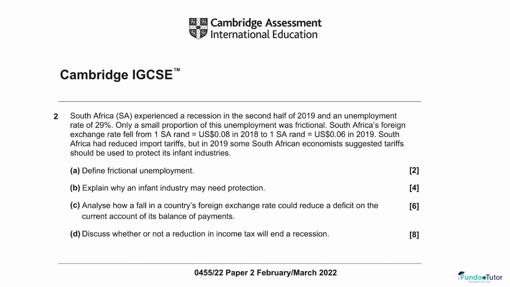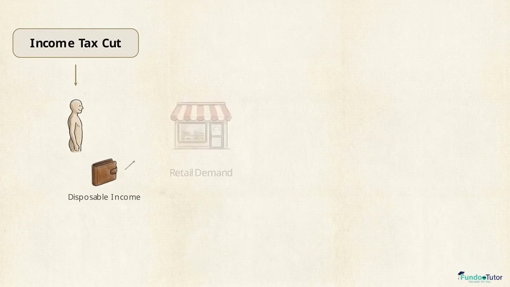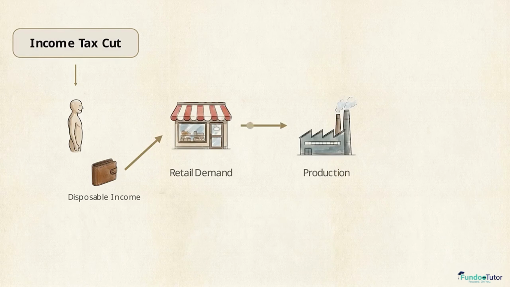Paper 2 often asks you to discuss whether reducing income taxes is a guaranteed way to end a recession. In theory, the logic holds up. Lower taxes give consumers more disposable income. They take that extra money, increase their spending at retail stores, and boost total demand. Factories fire back up to meet that demand, and GDP grows.